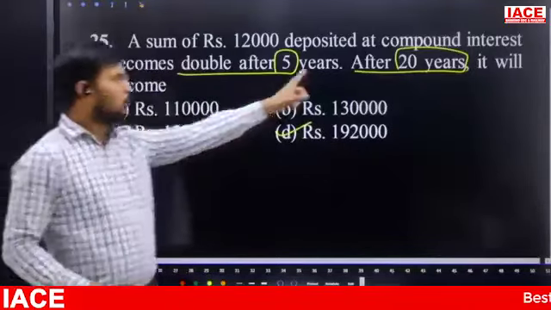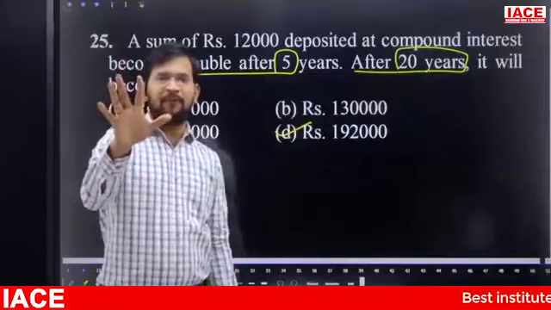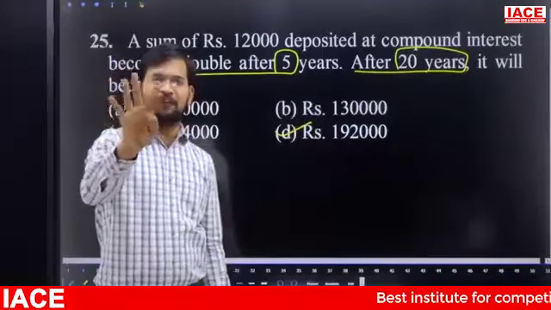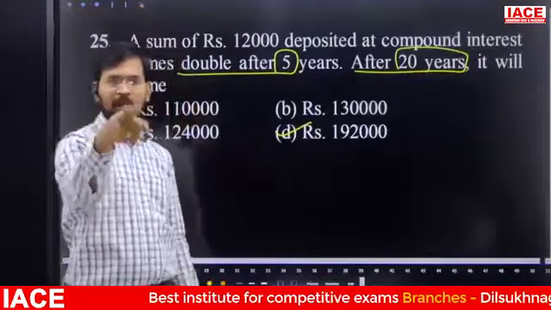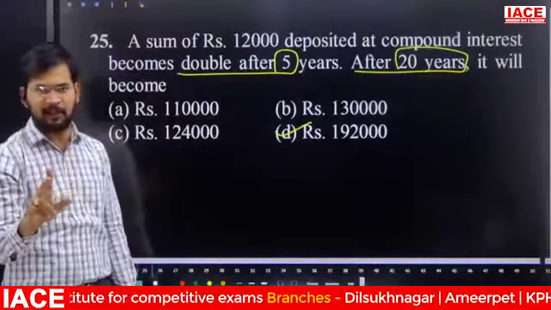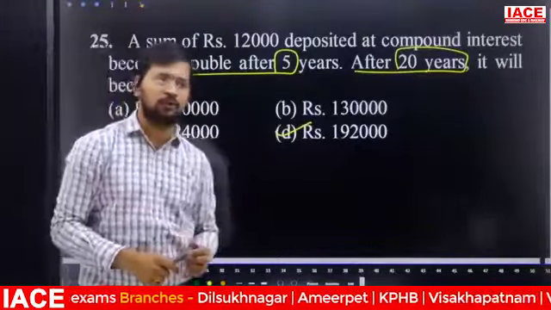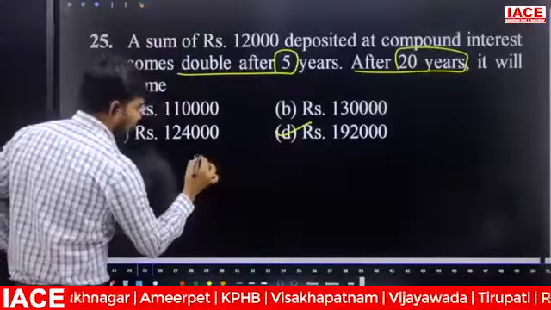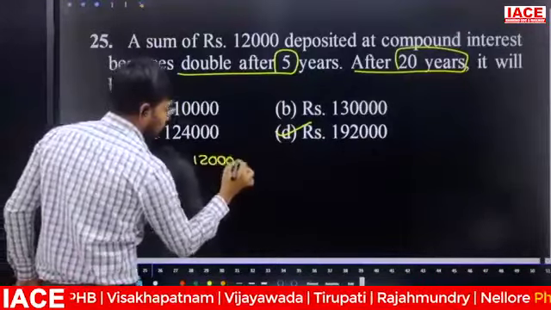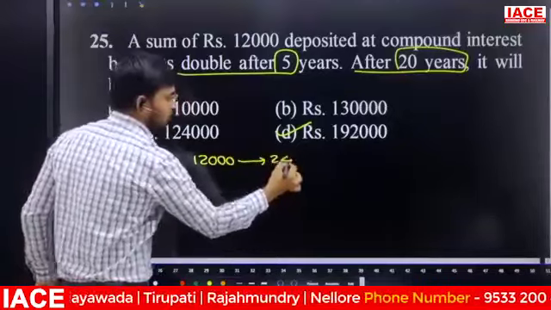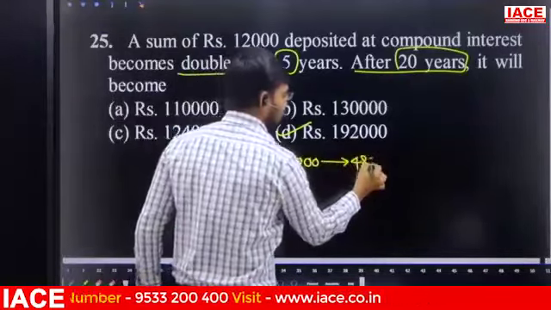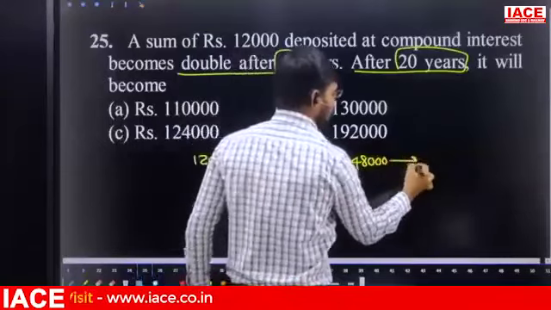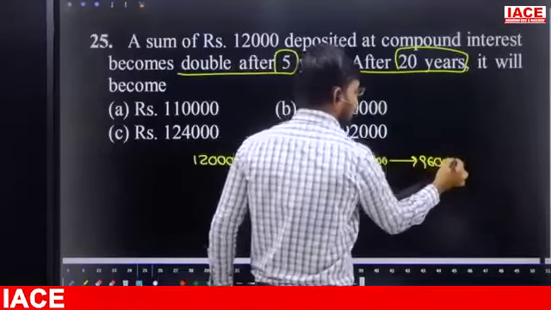So after 20 years, in every 5 years it becomes double. In 20 years there are 4 five-year periods, and double 12 four times. 12 becomes 24, becomes 48, becomes 96, becomes 192. Your answer is 192,000. So 12,000 becomes 24,000, then 48,000, then 96,000, then 1,92,000.